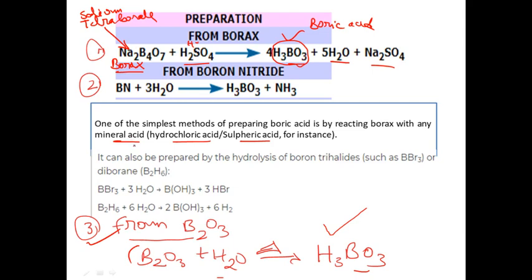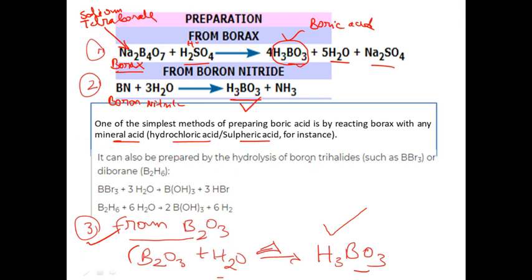Another method is that it can be prepared when boron nitride, on reaction with water, gives boric acid. These are the 3 important methods.